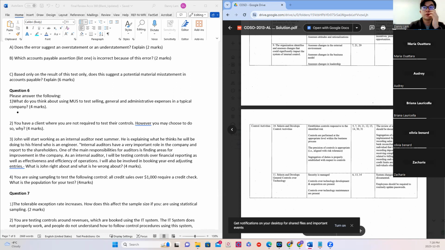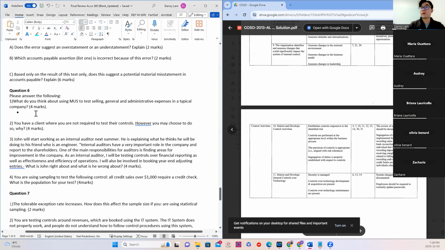Yeah. And so we talked about attribute sampling. How do you think that relates to the MUS? I really have no idea for that one. Is it because the population has to be very similar in a way? The population or the sample? Yeah, every sample has to be similar between each other.